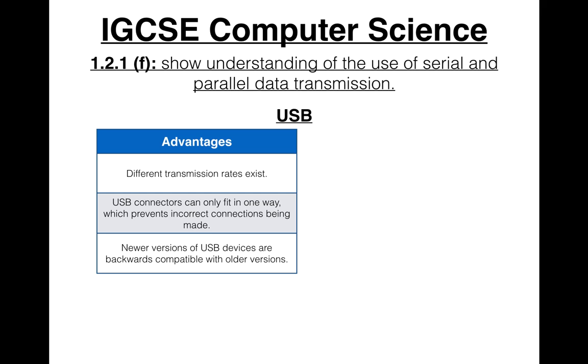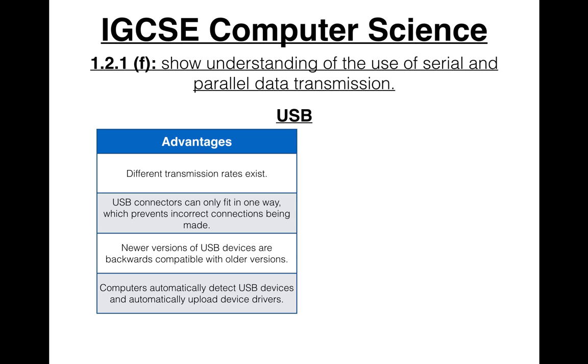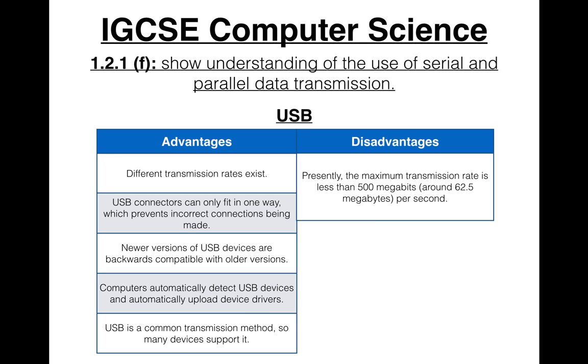Newer versions of USB devices are backwards compatible with older versions, and that can be an advantage. Computers automatically detect USB devices and automatically load device drivers, as we've discussed. And of course, it's a common transmission method, so many devices support it. Disadvantages include the maximum transmission rate being less than 500 megabits per second, which is around 62.5 megabytes per second. And presently, the maximum cable length is 5 meters.